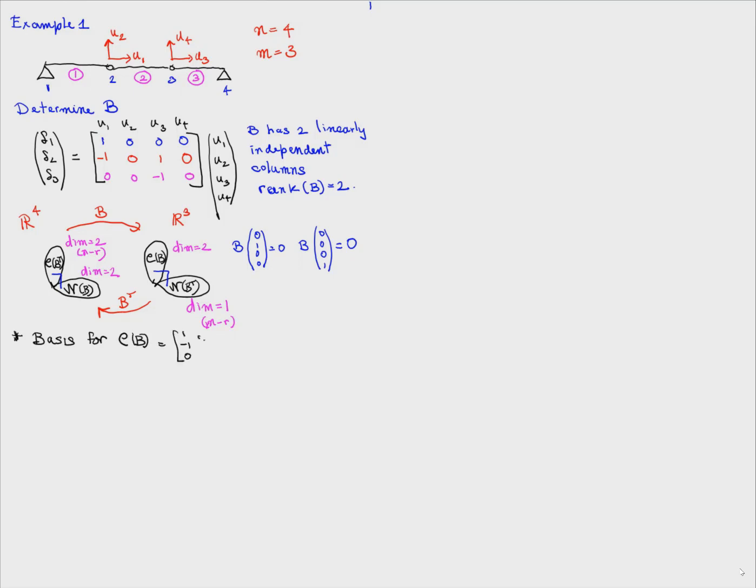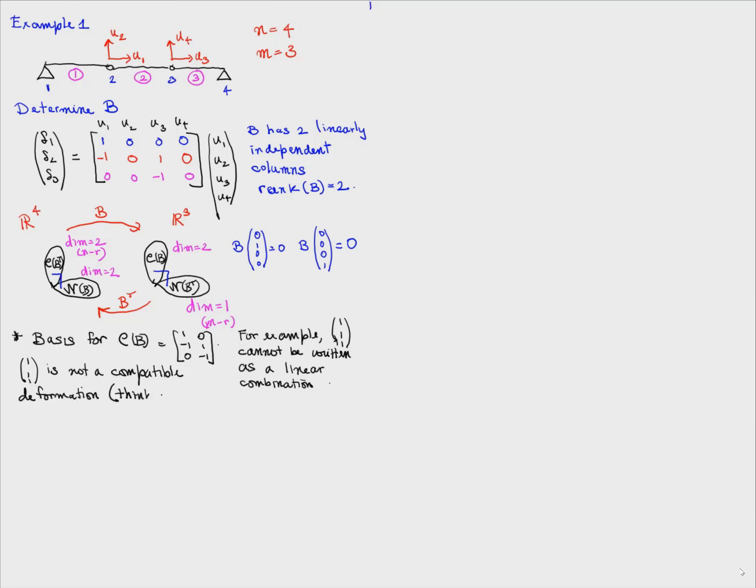So a basis for the column space of B is (1, minus 1, 0) and (0, 1, minus 1). We can see that the vector (1, 1, 1) cannot be written as a linear combination of these two vectors. So (1, 1, 1) is not a compatible deformation. Why is that? Because I cannot produce a change of length of 1 in each member without translating all the joints 1 unit, which I can't do because 4 is fixed. So we understand what the column space of B is.